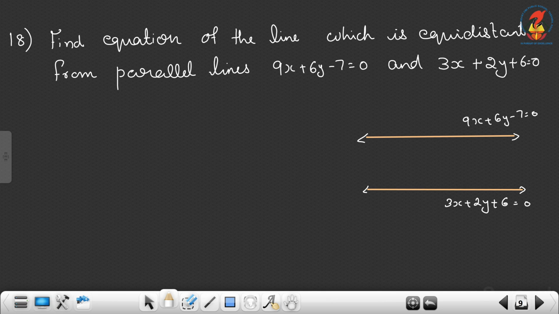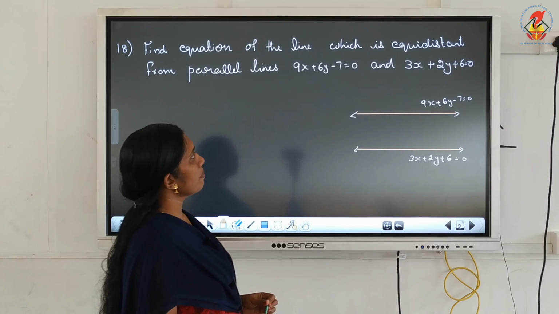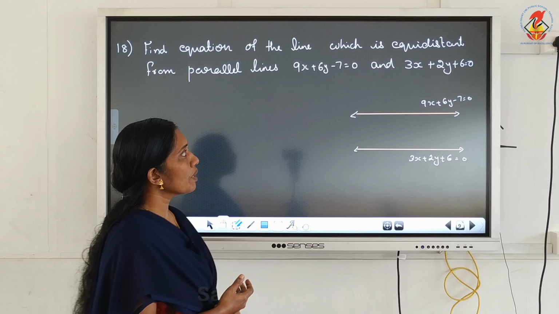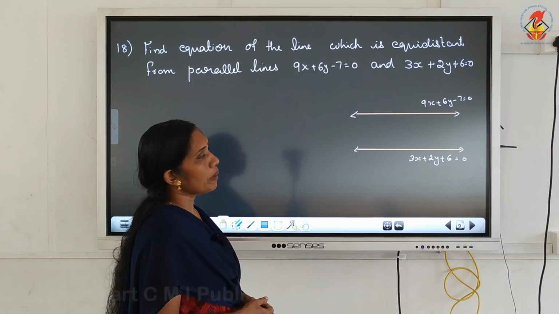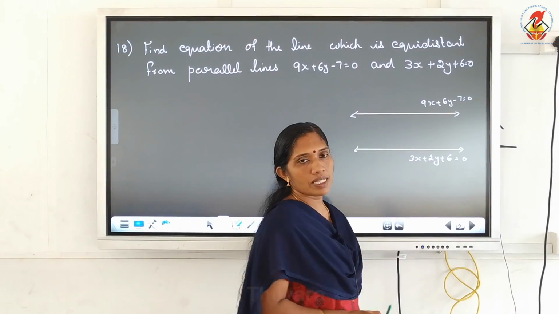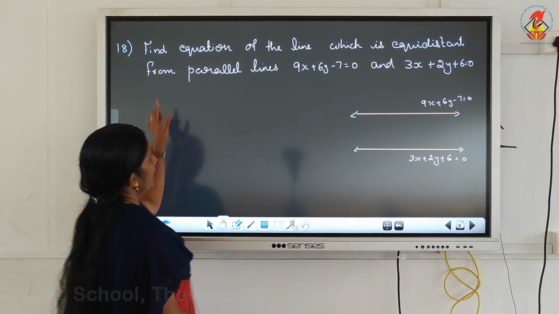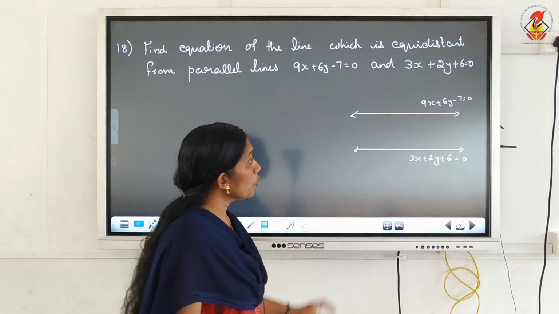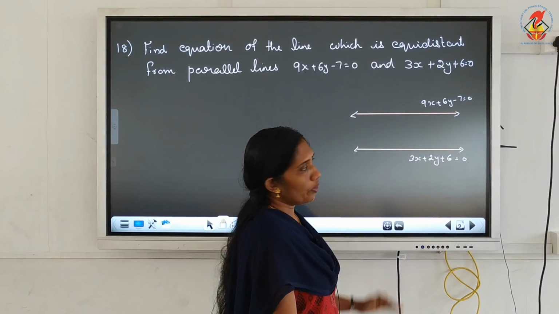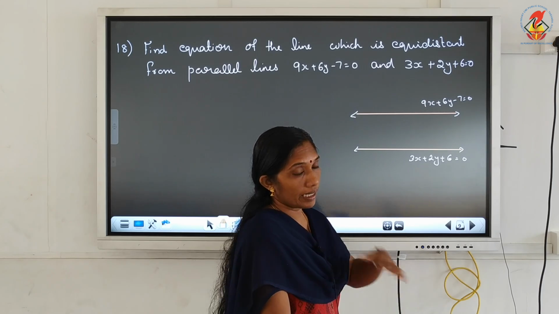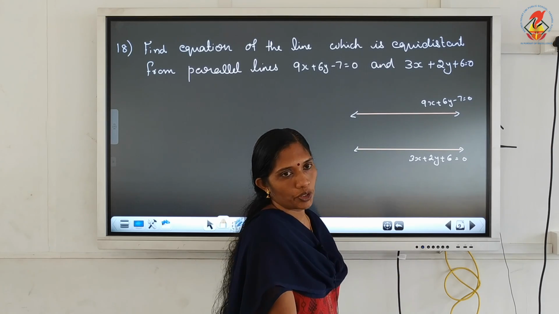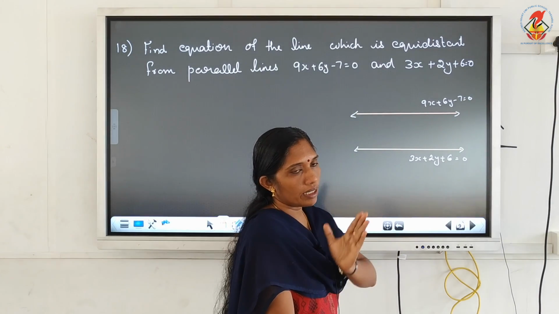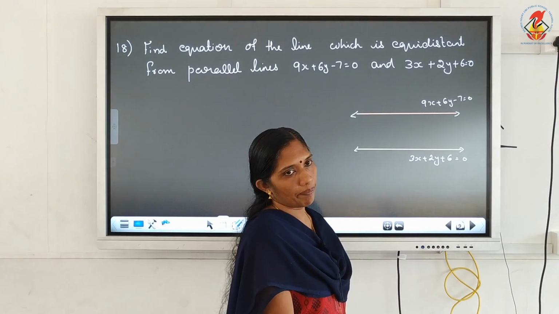Question. Find the equation of the line which is equidistant from the parallel lines 9x + 6y - 7 = 0 and 3x + 2y + 6 = 0. So, two parallel line equations are given, and we have to find the equation of another line, a third line, which is equidistant from line 1 and line 2. The distance between 1 and 3 is equal to the distance between 2 and 3.